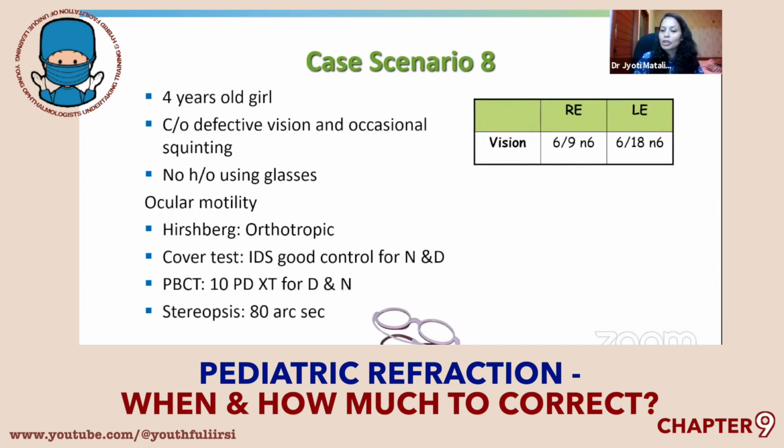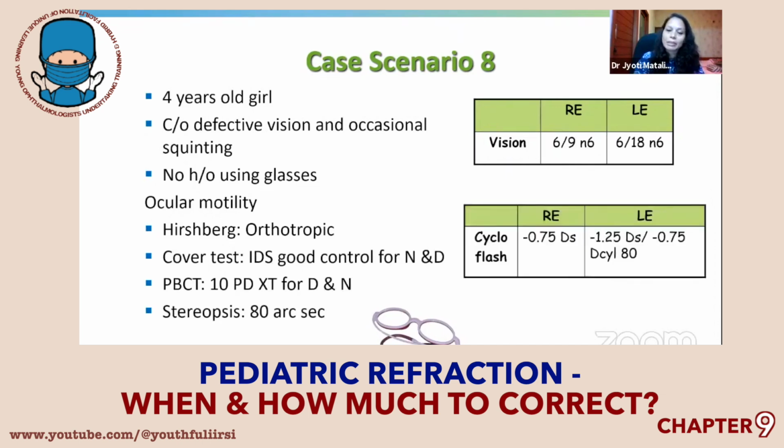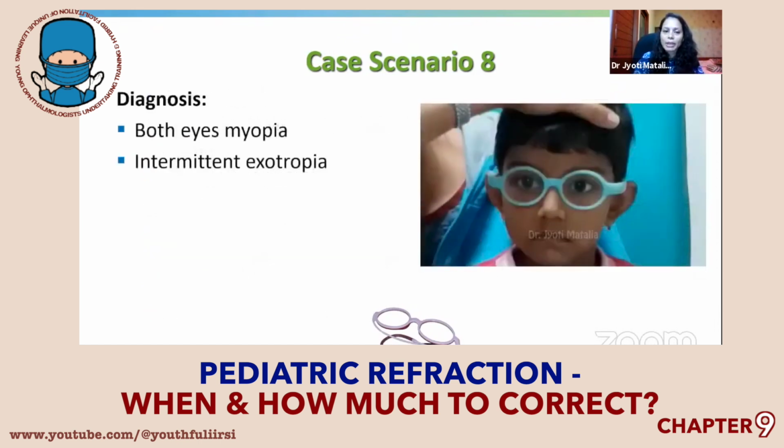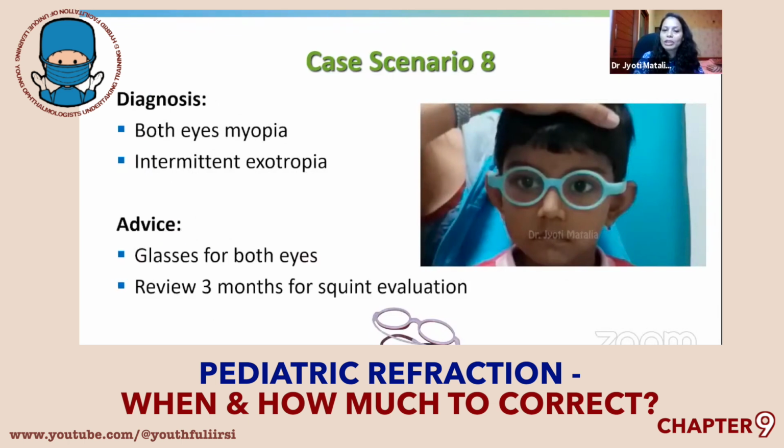So do a cycloflash and you'll notice there is some sort of myopia which comes in. When there's myopia with an intermittent divergent squint, you need to know that by giving glasses, you can control it. So both eyes myopia, intermittent exotropia, and you give glasses. But I want to show you how glasses really work, because you need to call them back at 3 months and see if the squint has disappeared or not.